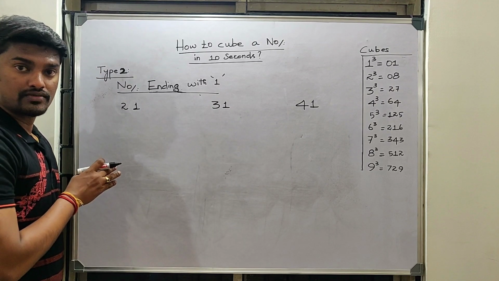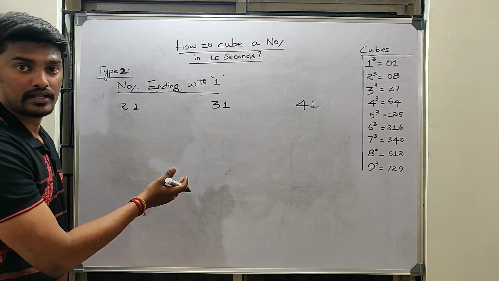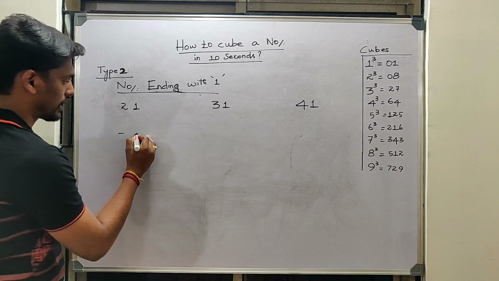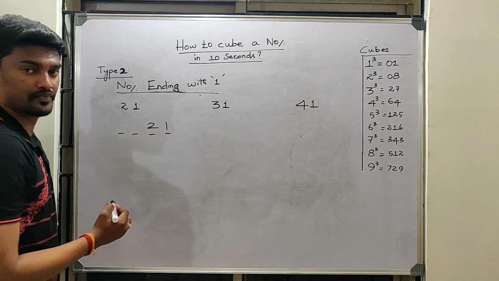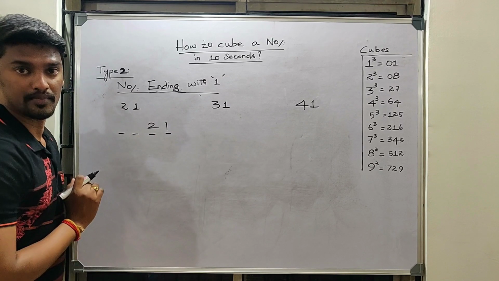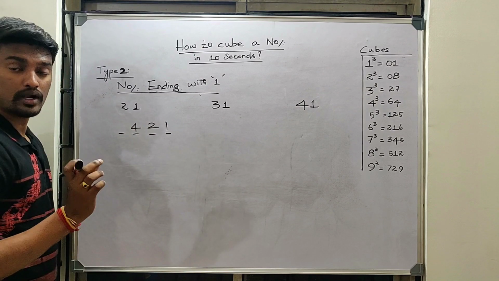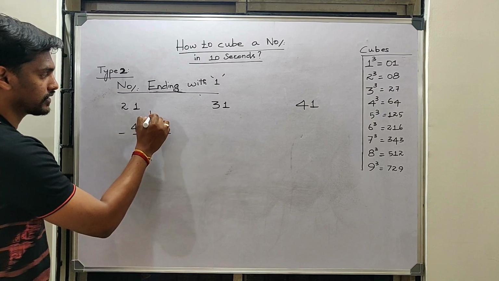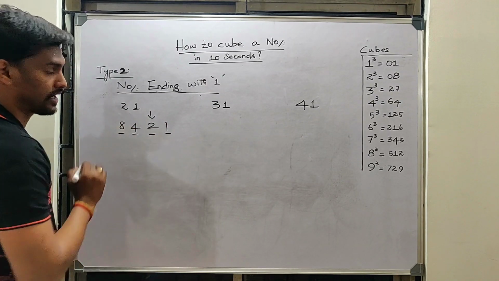So in previous type what we have seen, we have written the number from the left hand side. So now we are going to write the number from the right hand side. So for understanding purpose, I put 4 dashes. So I am going to write 21 here. And in the third place from the right hand side, what I am going to do, I am going to square the number, which is 2 square is 4. And in the fourth dash, I am going to cube the number. Which number? Second number from the right hand side. So 2 cube is 8.